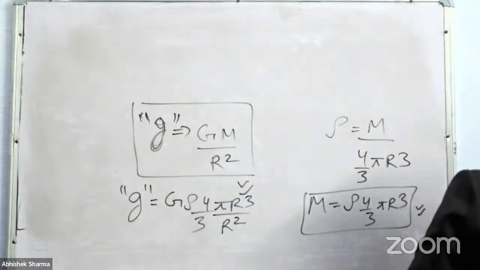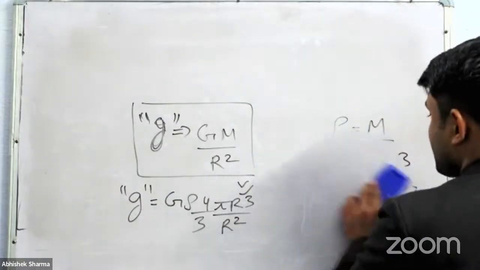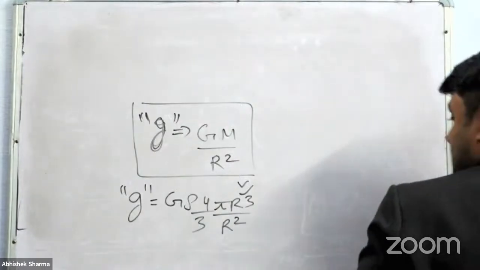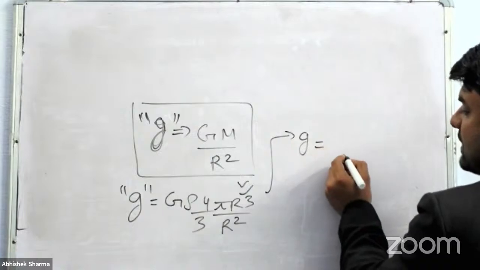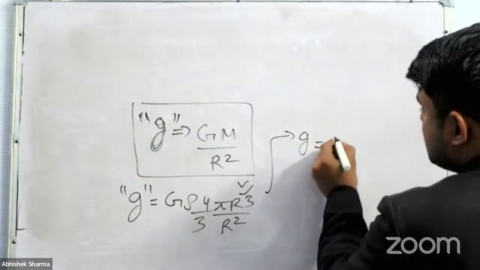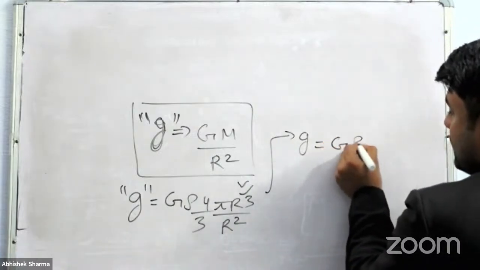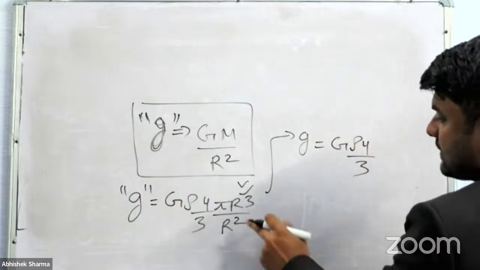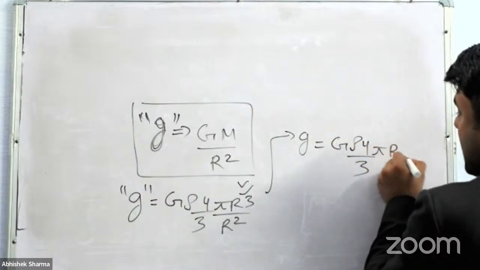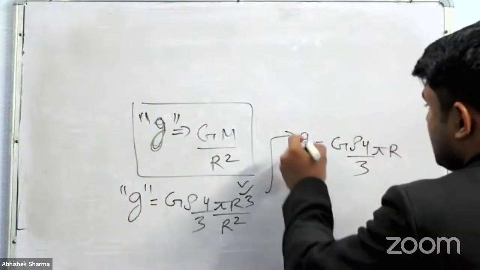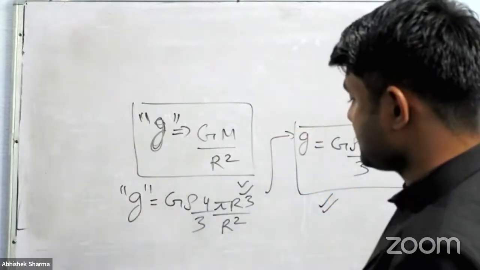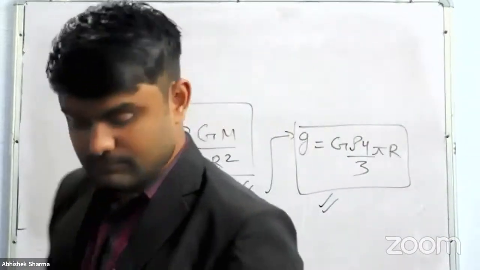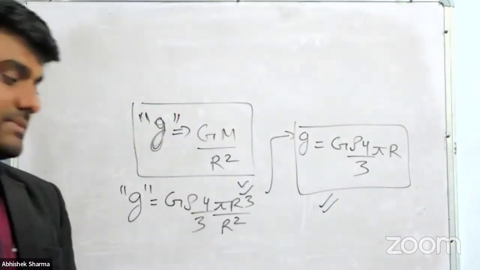If you see the values of this, we can solve this too. g, which is acceleration due to gravity, comes out to be G rho 4 by 3 pi r. So this is one of the things. You can also remember this. It was not that easy.